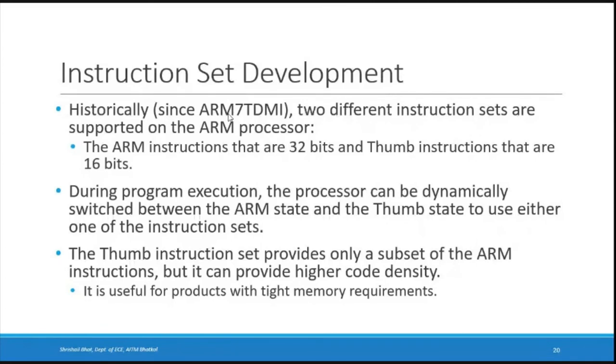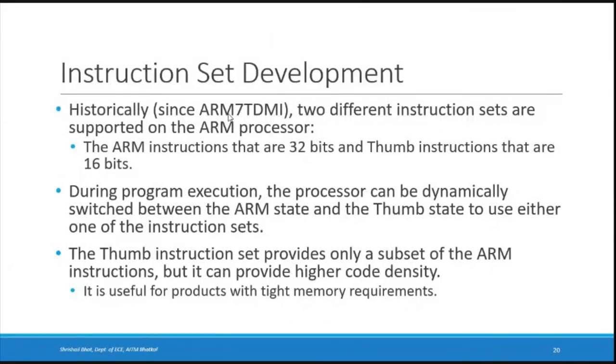Why are these Thumb instructions there? Sometimes, for simple tasks, 32-bit instructions are not necessary. Even in such cases, if you use 32-bit instructions, the code becomes more lengthy and takes more memory. So to perform some simple tasks, those instructions can be written in 16-bit, and they can be mixed with the ARM instructions.